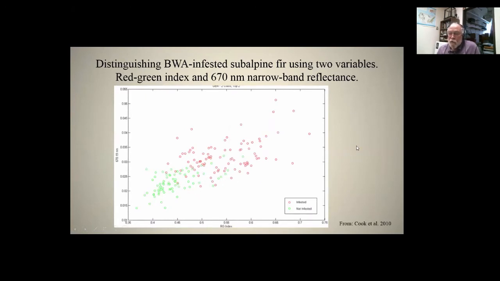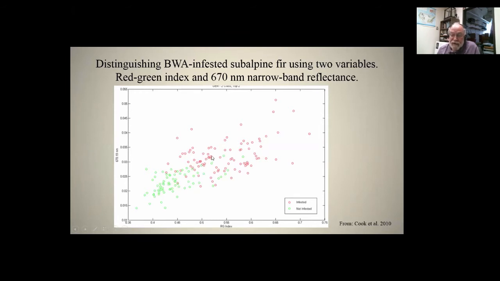What we did then was look to see, can we narrow it down from the, whatever it was, 640 bands that we have in our radiometer to just looking at a couple of bands. Now this 670 nanometer band is in the near infrared, so that one made a lot of sense to us. And again, we got very good separation of trees that were infested, which are the red dots, with trees that were not infested, which are the green dots.